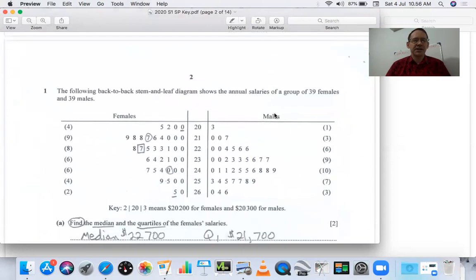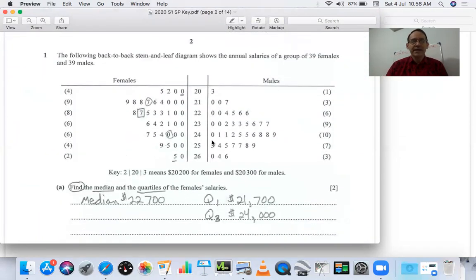Okay, let's get started. As we move into the first question, please follow my cursor as it will coordinate with what I'm saying. For number 1 here, the following back-to-back stem and leaf diagram shows the annual salaries of a group of 39 females and 39 males. So notice here's 39 females. If you add up these numbers on the side, it should be 39. And if you add up these numbers over here, it should also be 39. Here are the labels at the top.